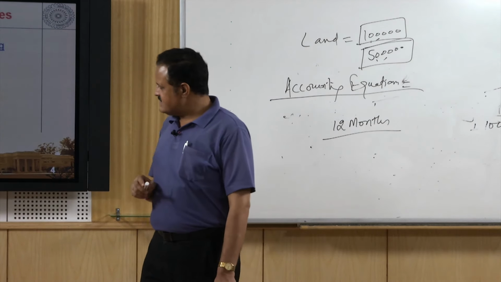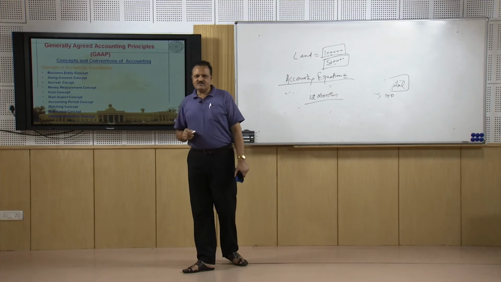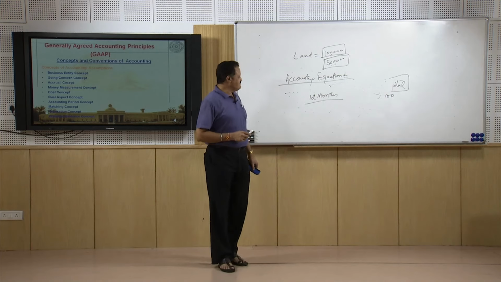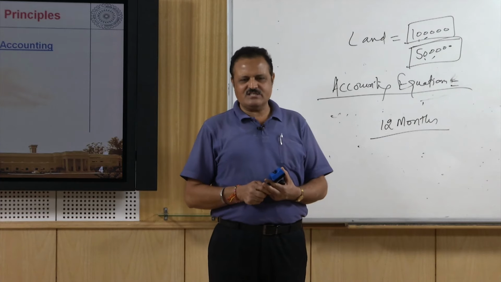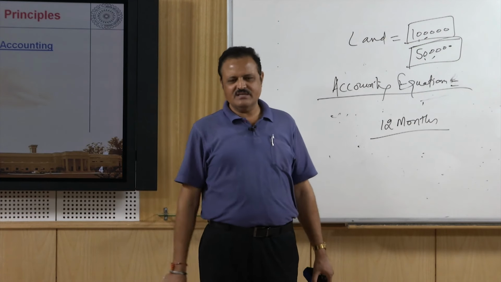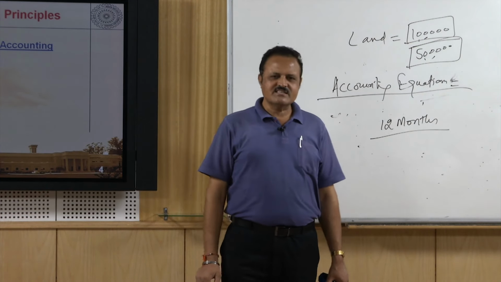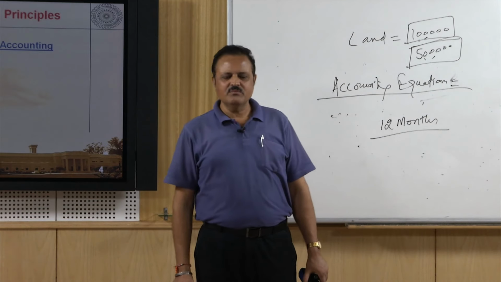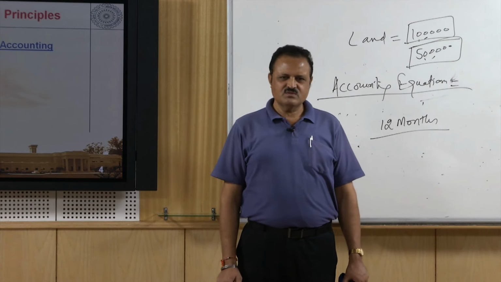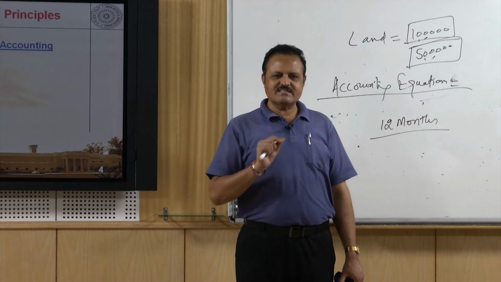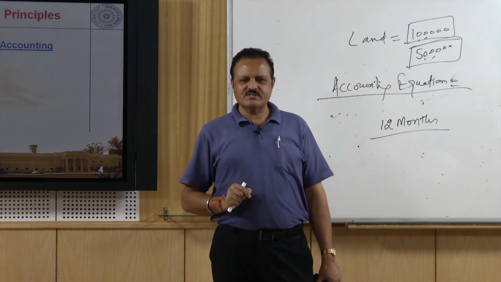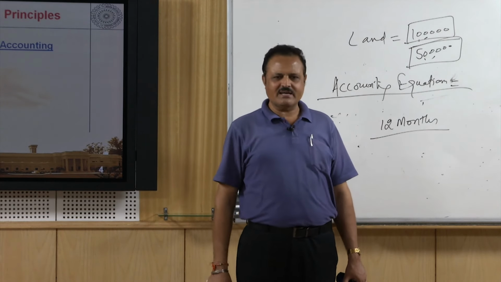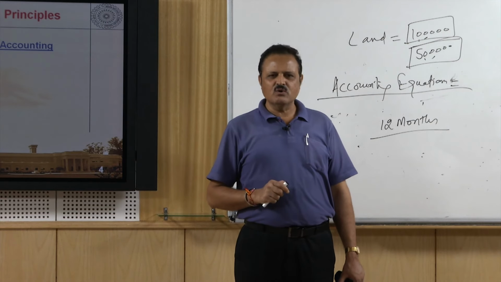And the last concept is the objective evidence concept. Objective evidence concept means that whenever we record any transaction in the books of accounts, we need some proof of it, we need some evidence of it, objective evidence. Say for example, we have sold some finished goods, some material to some buyer in the market, and he has not paid us.